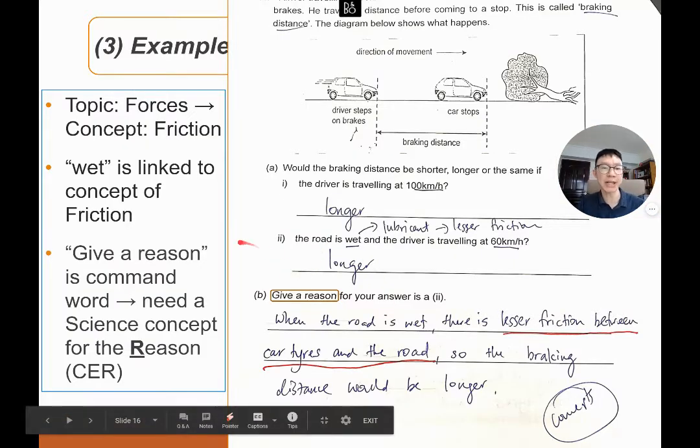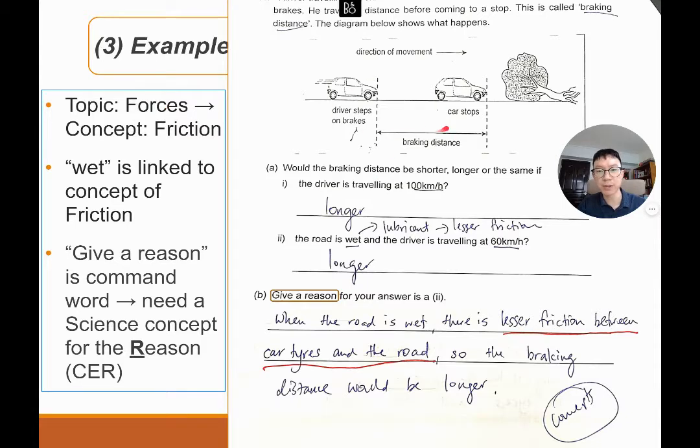Okay, let's take a look at an example. So here, this question is about the topic of forces and the concept of friction. So that's the first thing the student has to understand. It's about friction causing a car to stop.